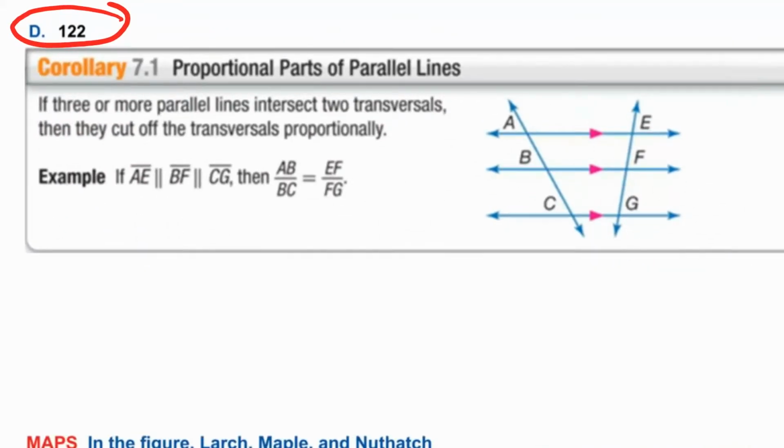If 3 or more parallel lines intersect in 2 transversals, they cut off the transversals proportionally. So in this picture, we have that AE is parallel to BF, is parallel to CG. So we know that AB over BC is equal to EF over FG.